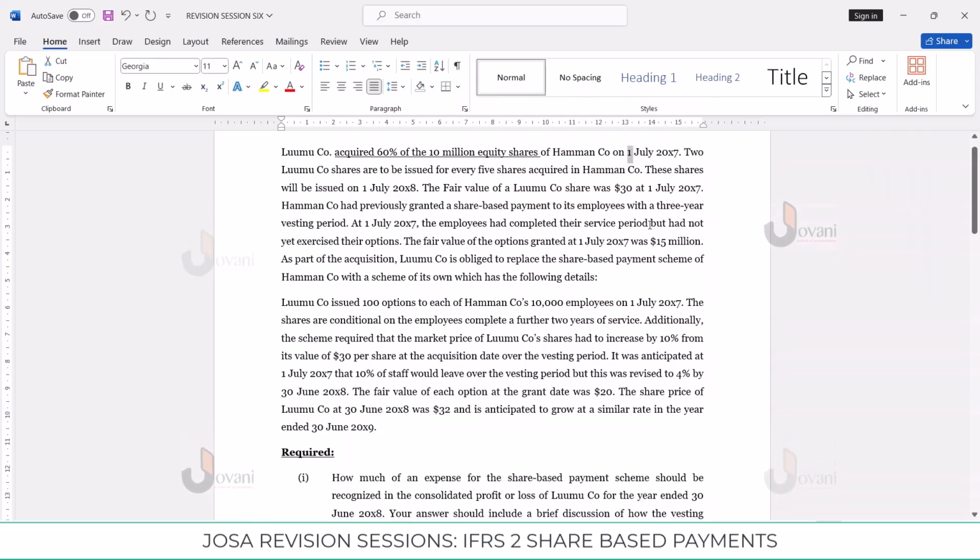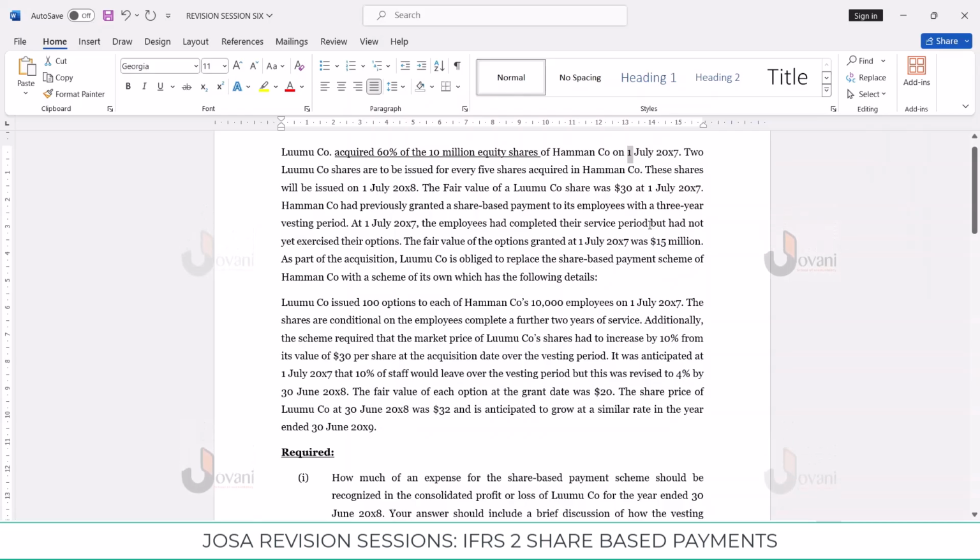Two million shares are to be issued for every 5 shares acquired in H. Now this is a share for share. Remember when we were reading our technical article, we said IFRS 2 does not apply for share exchange under business combination. So we can't say that this statement is about IFRS 2 Roman number 1. No, because IFRS 2 doesn't cover that.